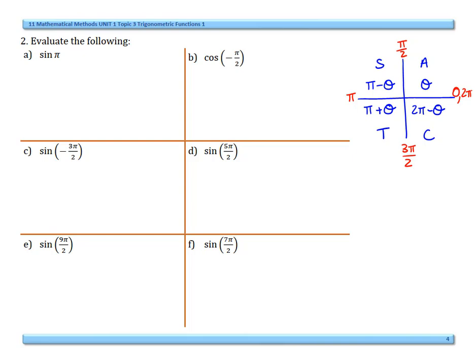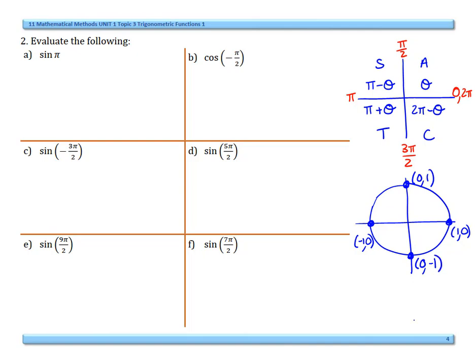Okay. The other thing to remember are our coordinates. If we're thinking about our unit circle, this is 1, 0, 0, 1, negative 1, 0, 0, negative 1, and remembering that x is cos theta and y is sine theta.